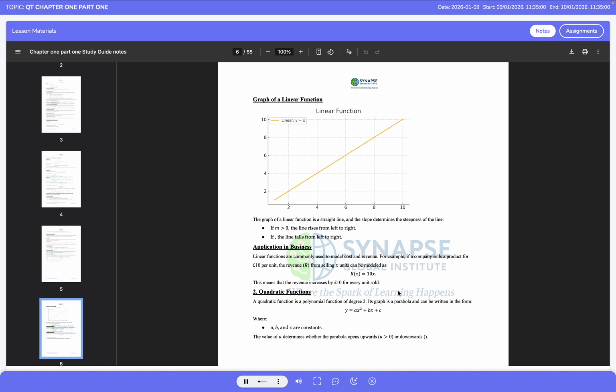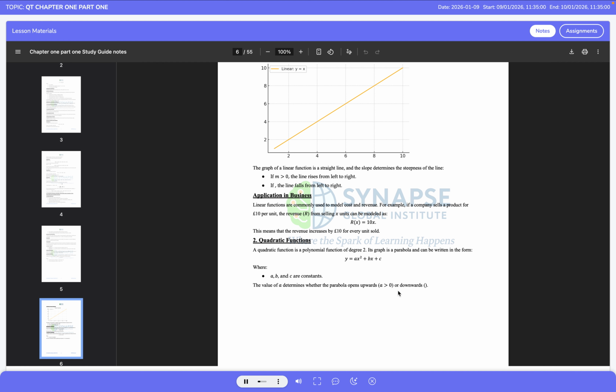In business applications, linear functions are commonly used to model cost and revenue. For example, if a company sells a product for £10 per unit, the revenue from selling x units can be modeled as R(x) = 10x. This tells us that revenue increases by £10 for every additional unit sold, a simple but powerful representation of a business relationship. We then move to quadratic functions.